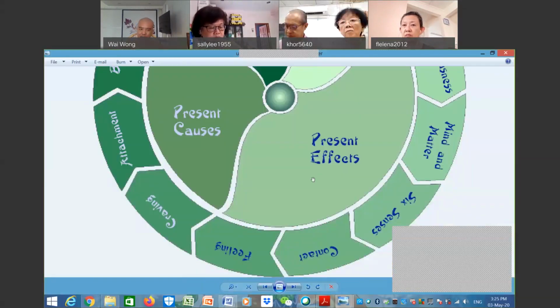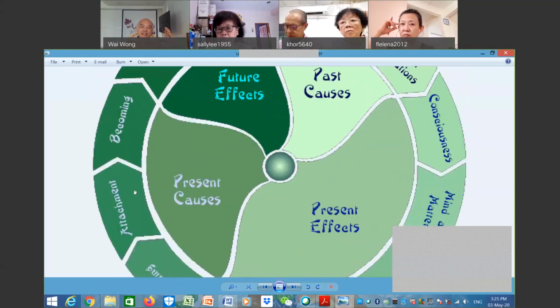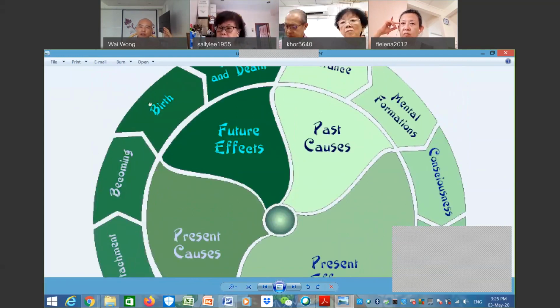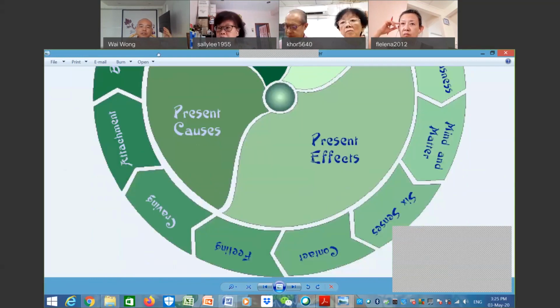According to the diagram, once we have craving, then there must be attachment arising. What's the difference between craving and attachment? The enhancement of the craving will result in attachment. That is the meaning of attachment. Once there is attachment, there will be becoming, and the becoming will continue to have birth and death.